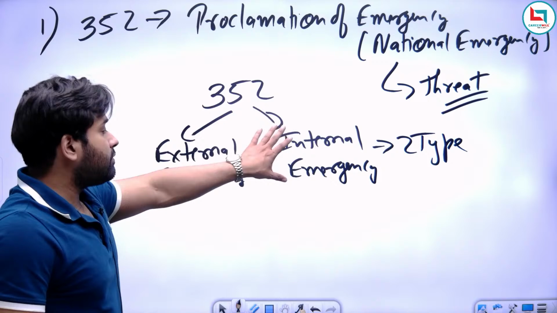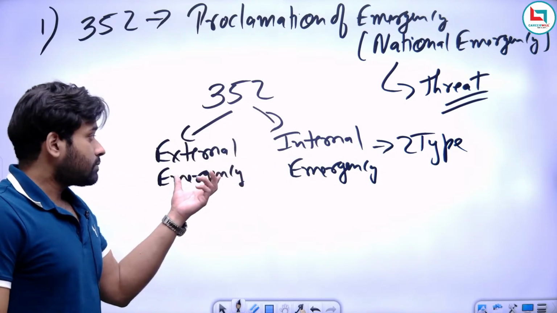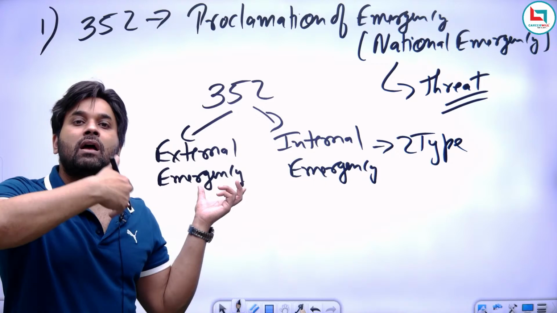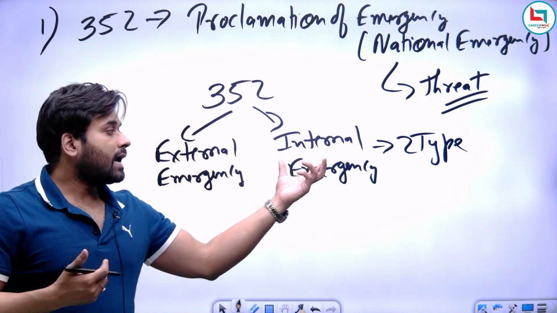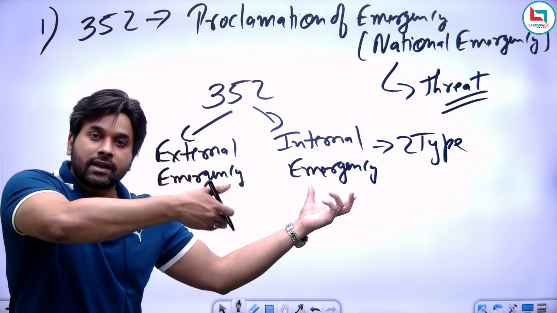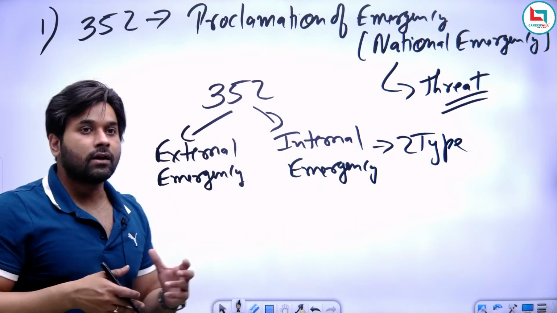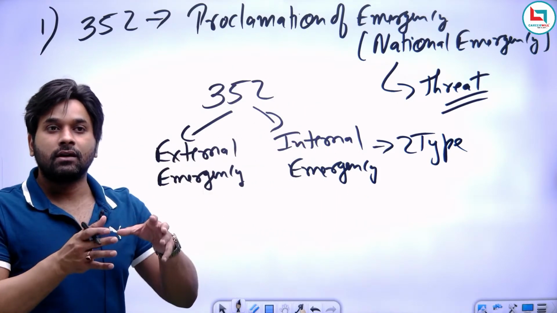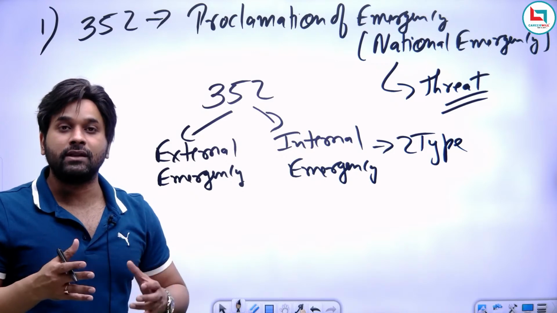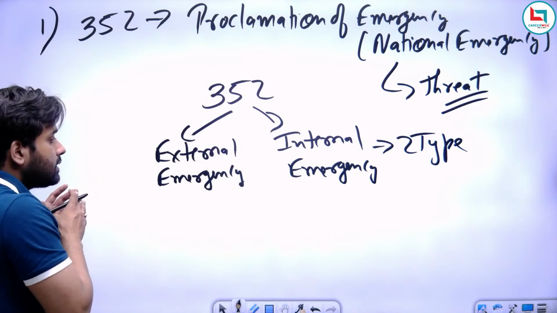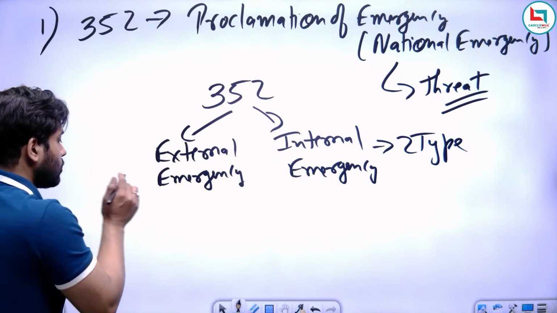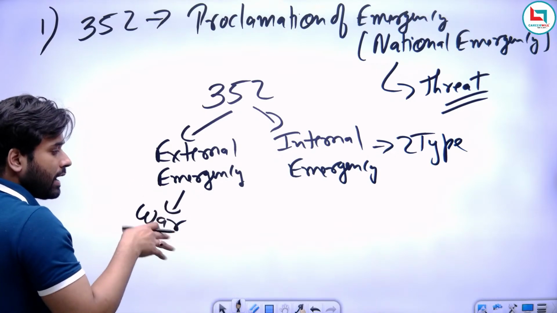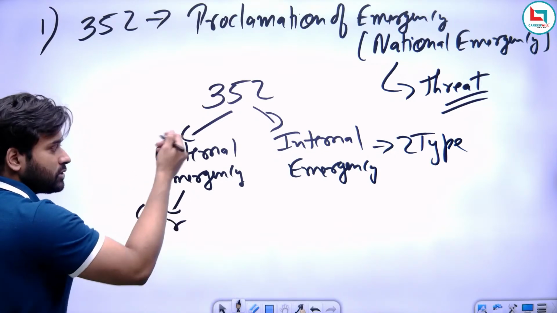What is the difference between these two? External emergency is imposed whenever the threat is coming from outside the territory of India, and internal emergency means whenever the threat is coming from inside the territory of India. So when I say the threat is coming from outside the country, here it means war. War is the ground and war is the threat for imposing national emergency.